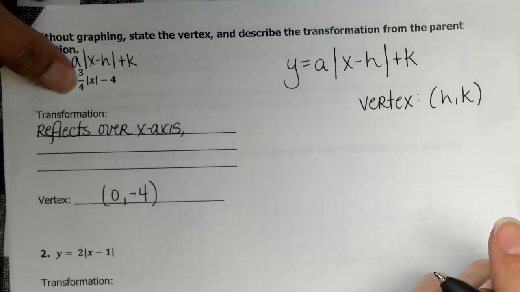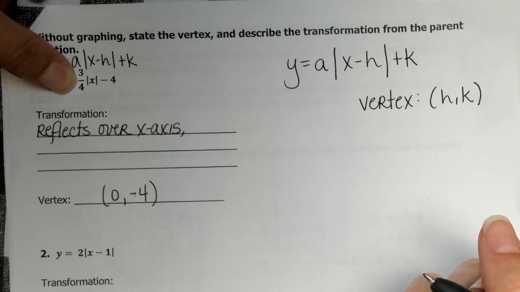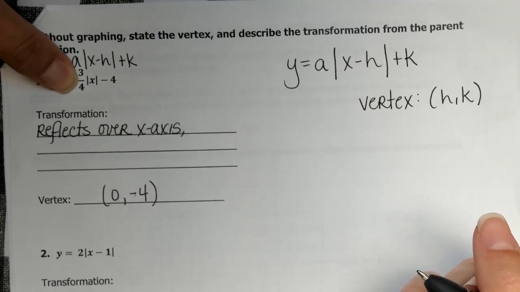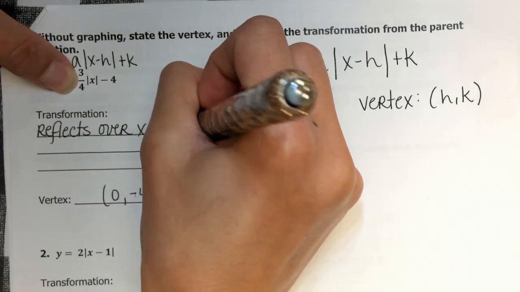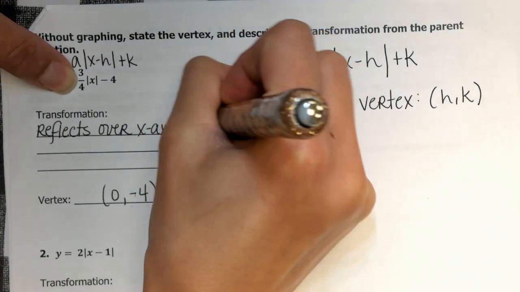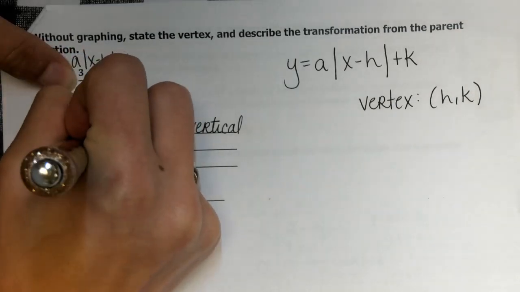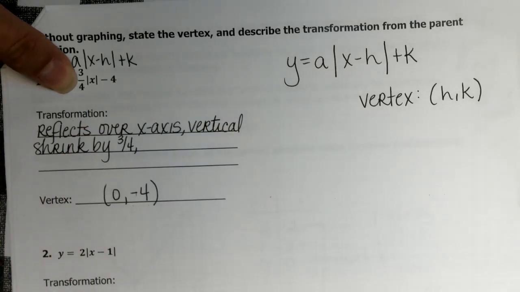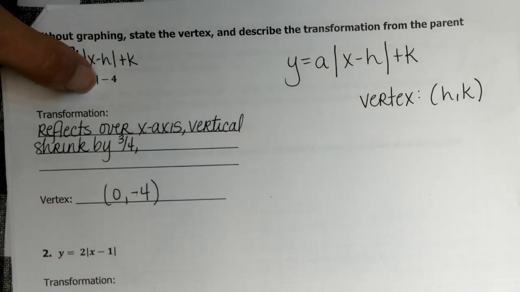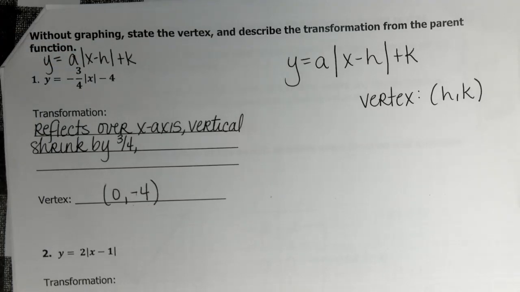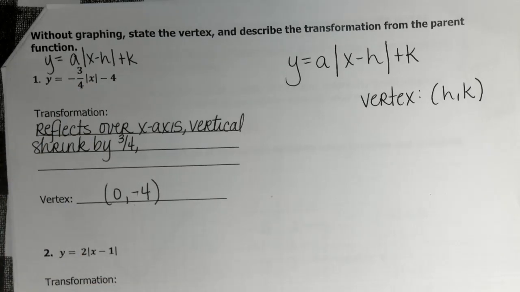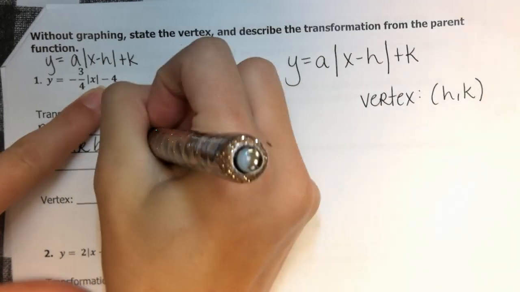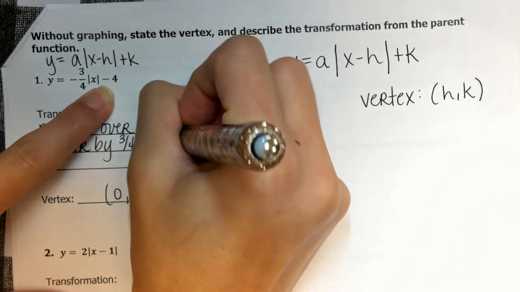That 3/4, is the value of 3/4 greater than 1 or smaller than 1? So is that a stretch or a shrink? So vertical shrink by 3/4. And then that -4 at the end told me I went where? Is it happening to x or y? So if nothing is in my x, I'm not going anywhere sideways. So when it's on the outside, that means I shift down 4.